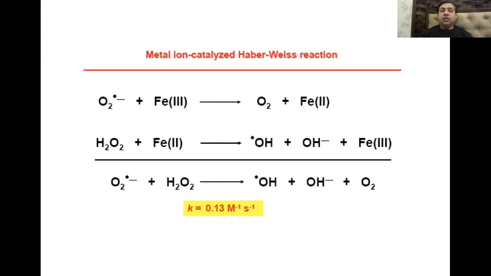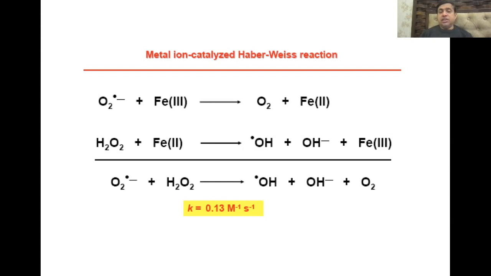We know that in physiology many transition metal ions are involved, and especially iron, whose role is very, very important in iron metabolism. So what happens if the peroxyl radical interacts with iron in the three plus oxidation state? Then it leads to the formation of oxygen, and the iron itself is reduced to the ferrous state. Then this ferrous iron reacts with hydrogen peroxide and leads to the formation of a hydroxyl radical and a hydroxyl ion, and again ferrous iron is oxidized to ferric iron.